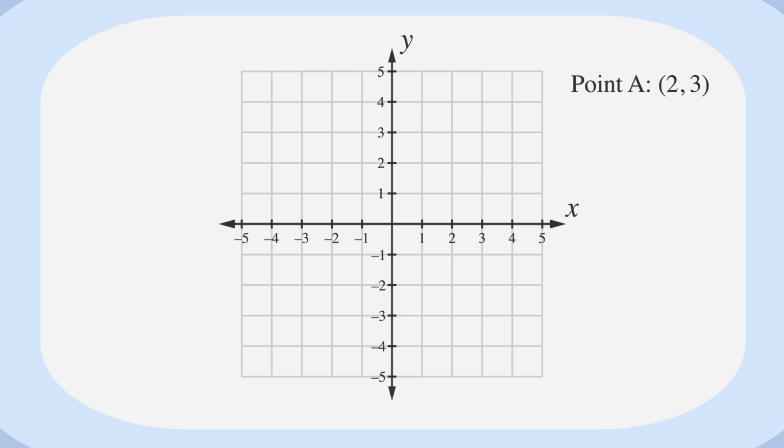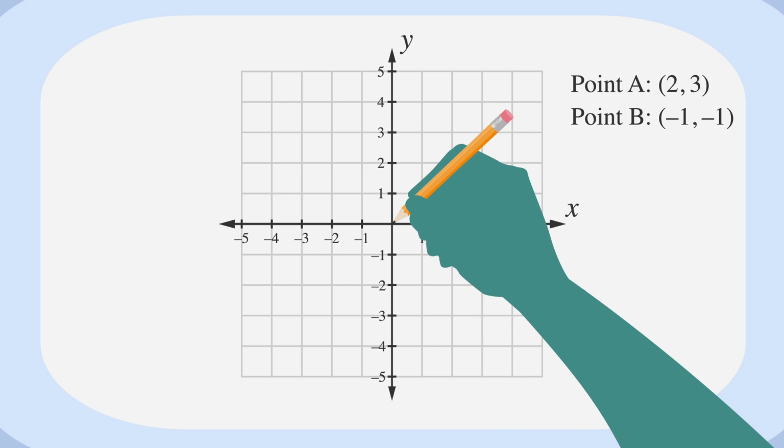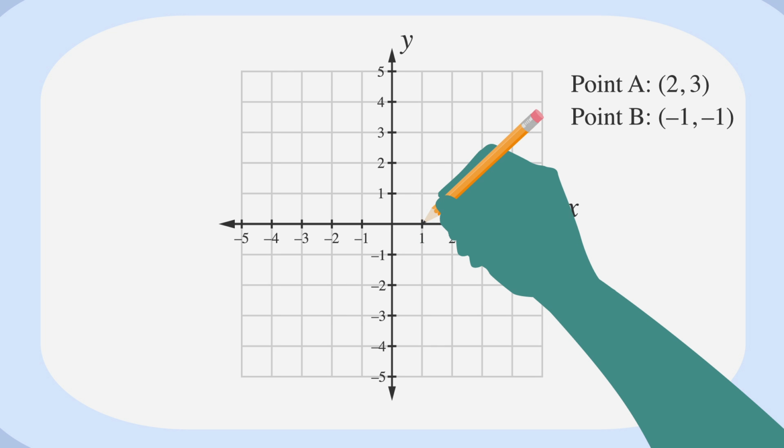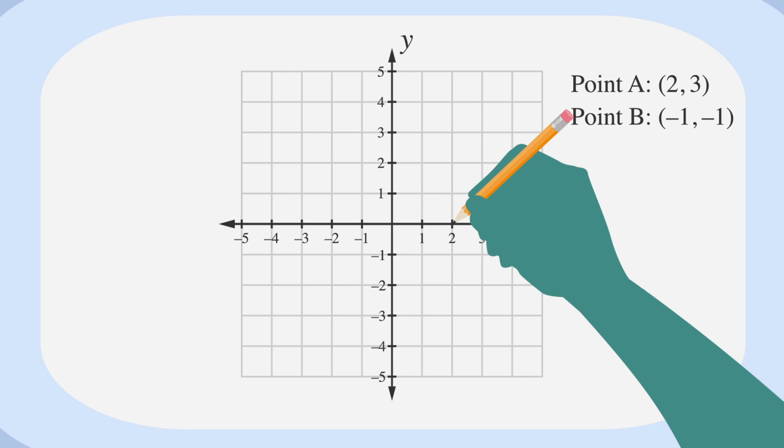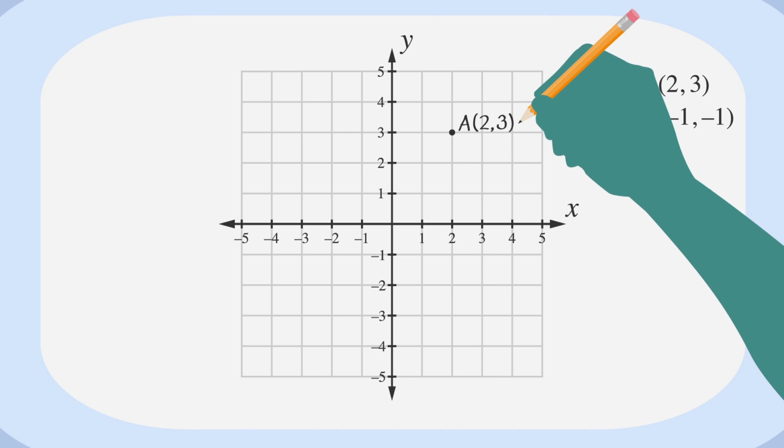We have point A at (2, 3), and point B at (-1, -1). Starting with point A, place your pencil at the origin, which is the point where the x and y axis meet, and count 2 spaces to the right, since we need to get to +2. Next, move your pencil up 3 spaces, since our point on the y-axis is 3. Label this as point A.